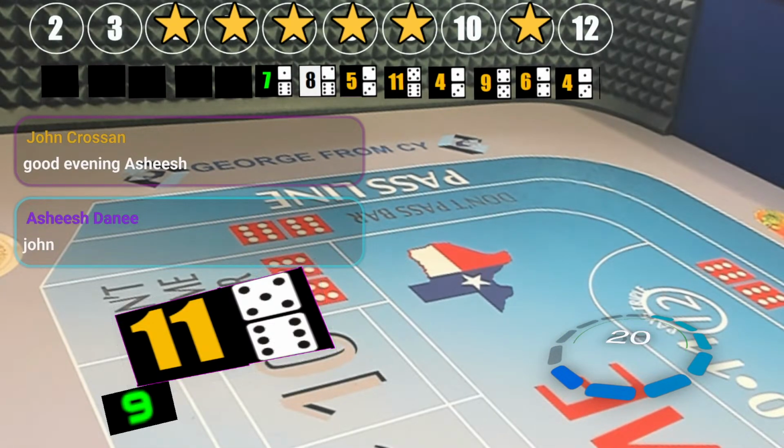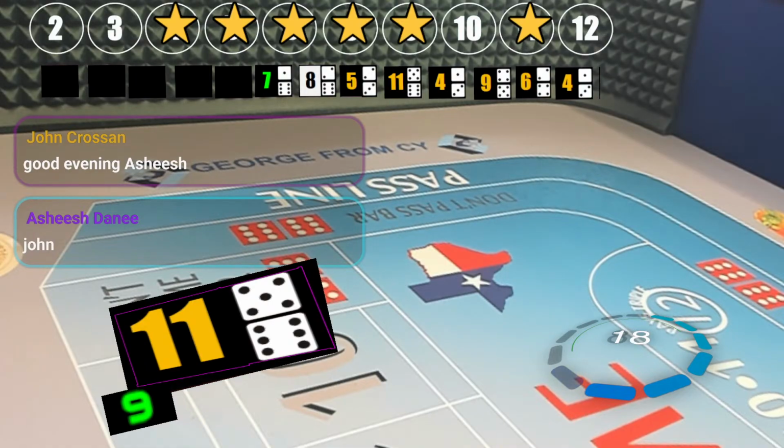Alright, so now we go to the 4s. And we can start with the 4, 6, 4, 5, I guess. And we'll be rotating both dice this way. So 4, 6, 4, 5.